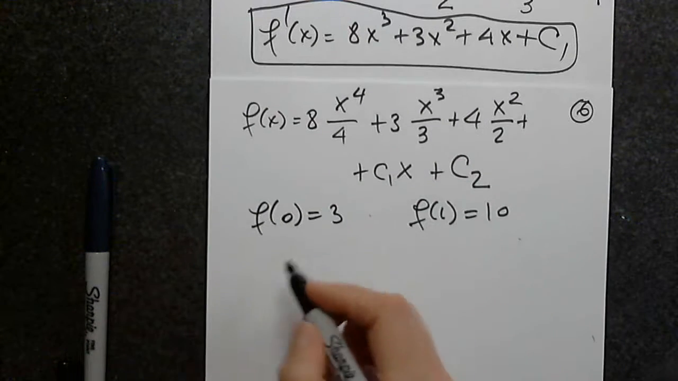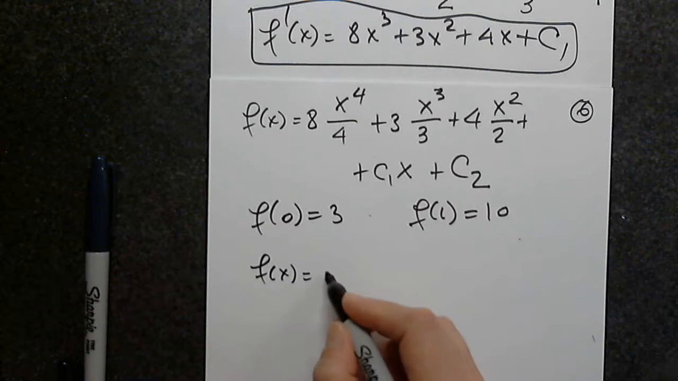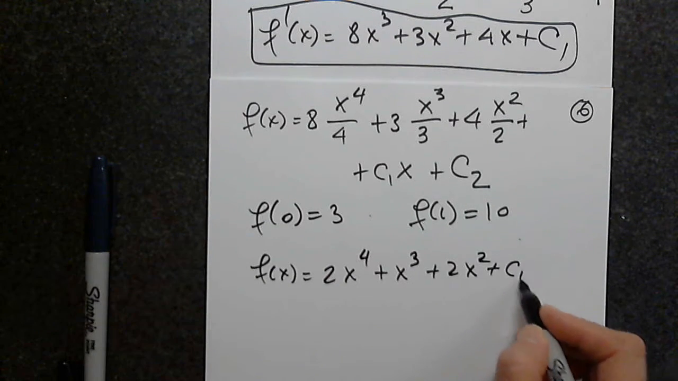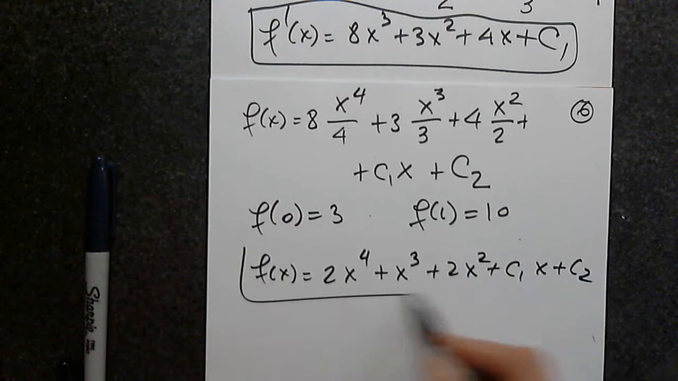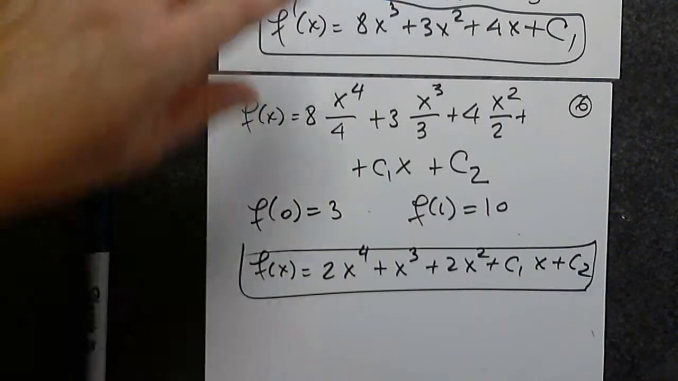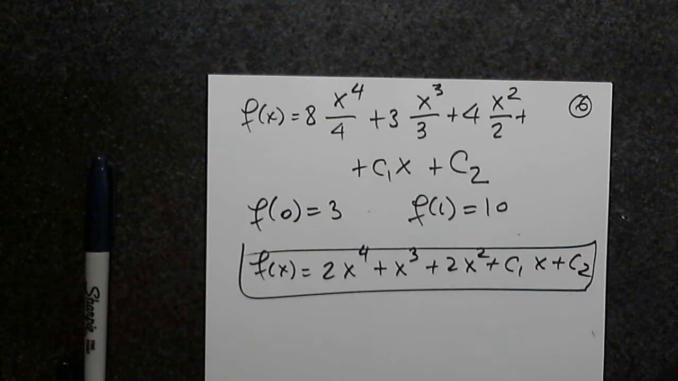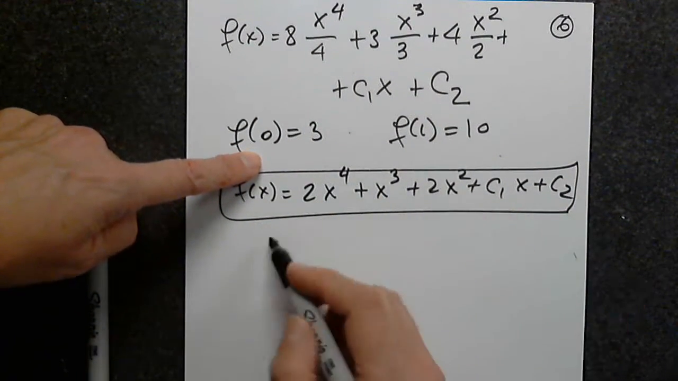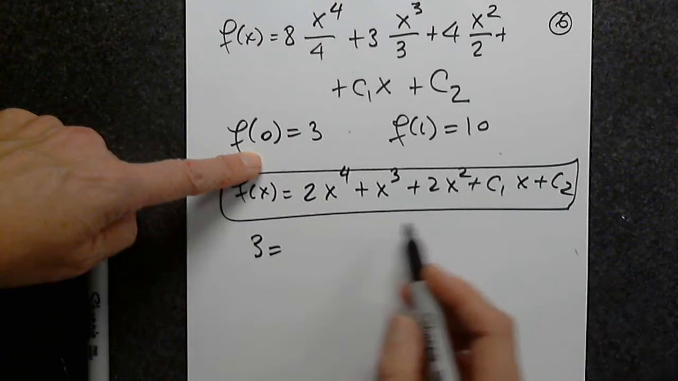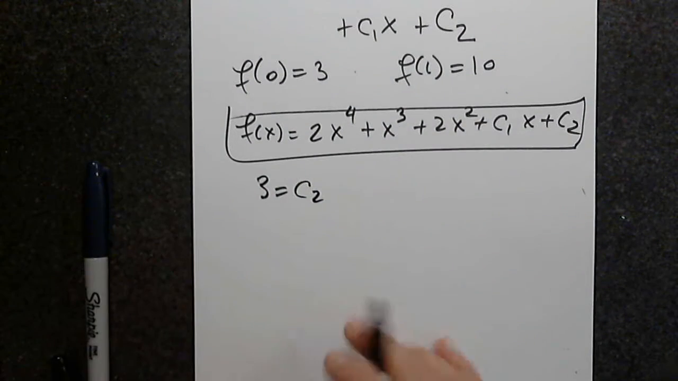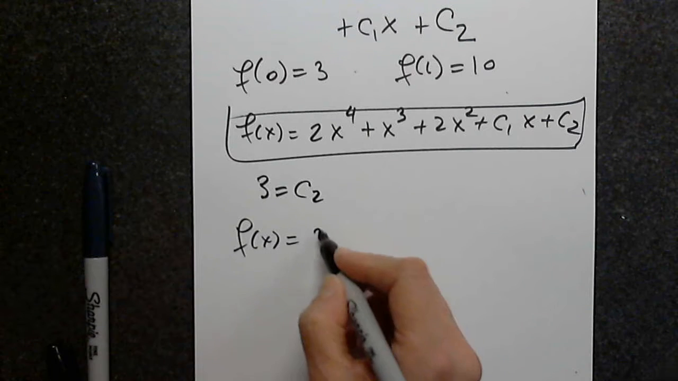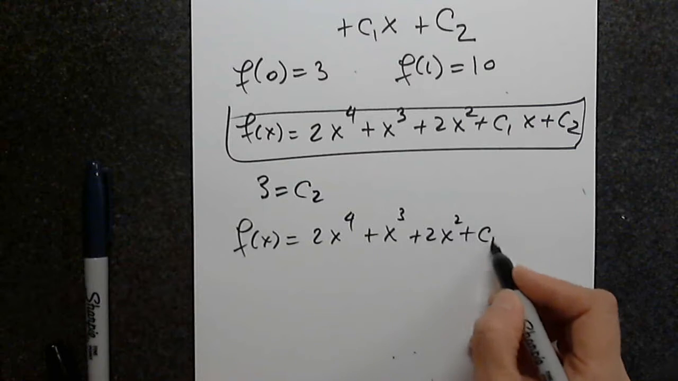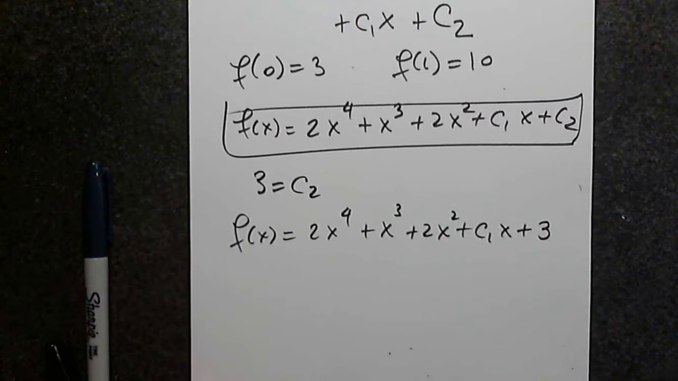We want to simplify first. Yes, I agree if you say that. So this is 2x to the 4th plus x to the 3rd plus 2x squared plus c1x plus c2. That's what I have so far. So now I plug in 0. 0, 0, 0, 0. So this is 3 equals c2. So now the function is 2x to the 4th plus x cubed plus 2x squared plus c1x plus 3.